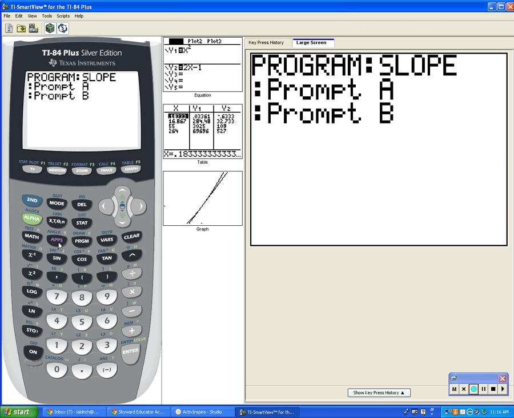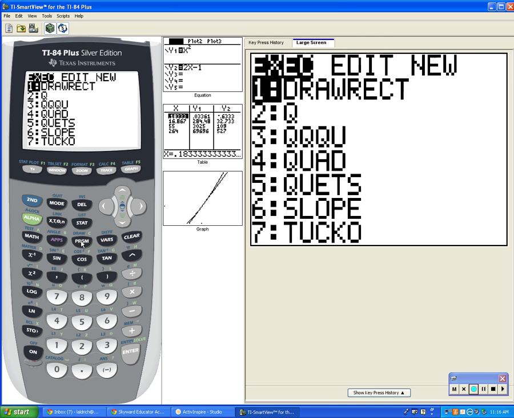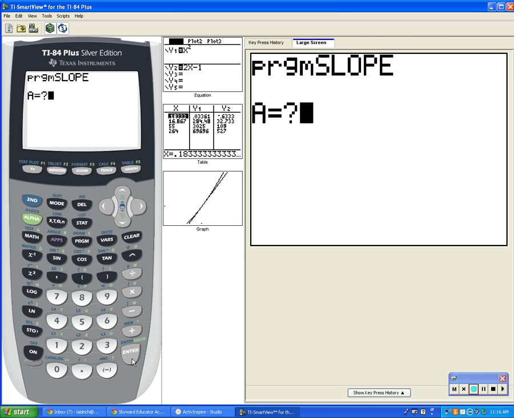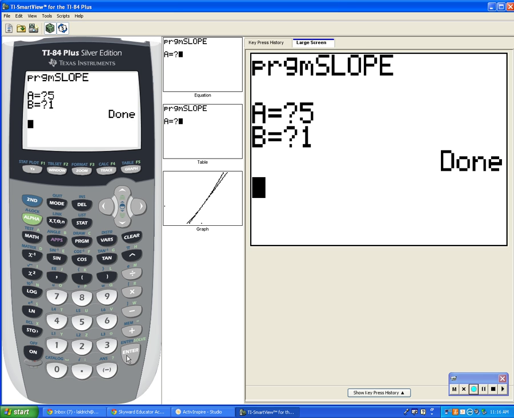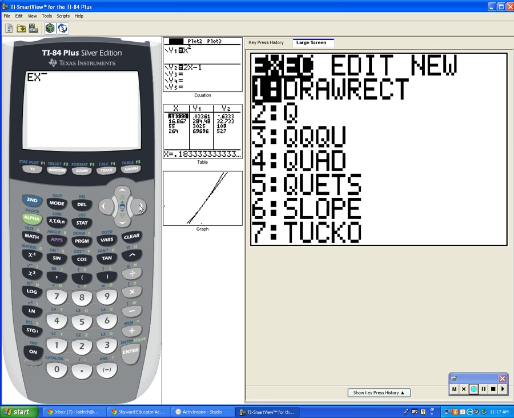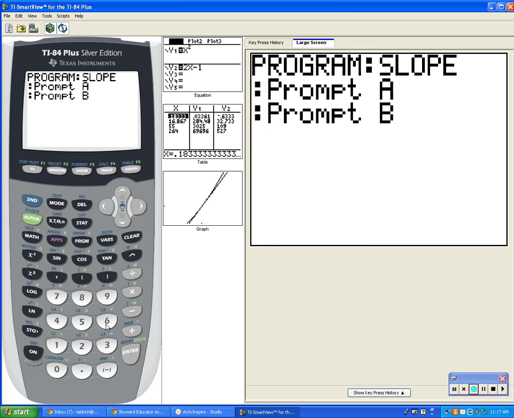If I were to run this program, it would tell me what A is, tell me what B is. All right, awesome, thanks, we're done. Okay, so what we want is to have the calculator do some math with those two numbers. The first thing we would like it to do is take those two numbers and plug them into an equation that we have written in our y1.